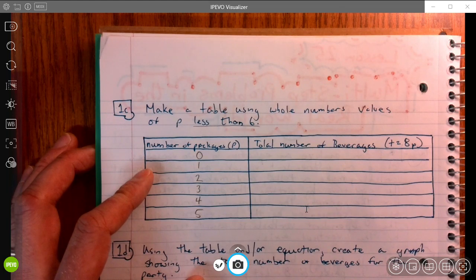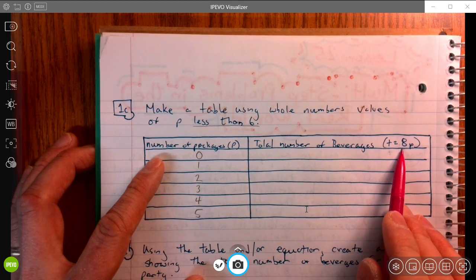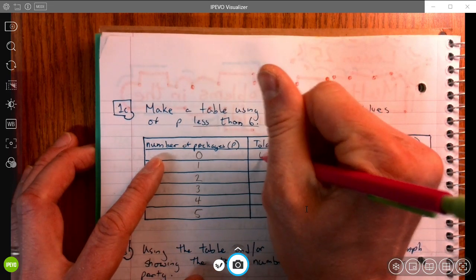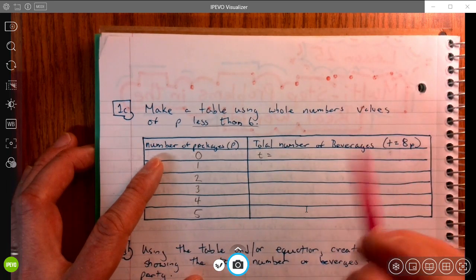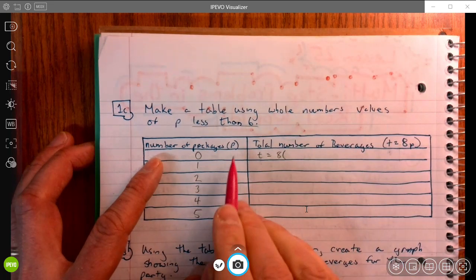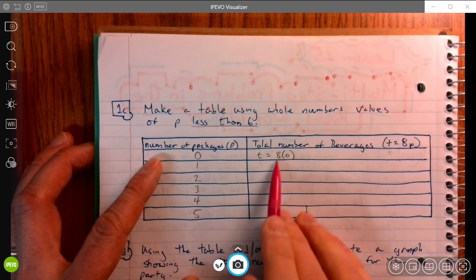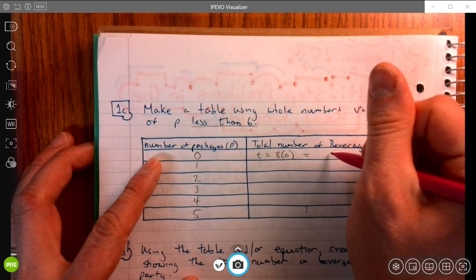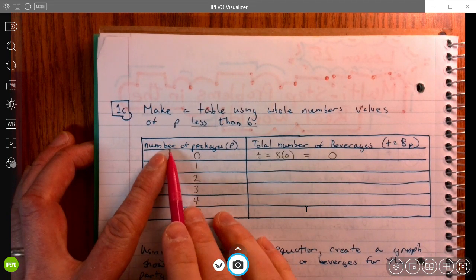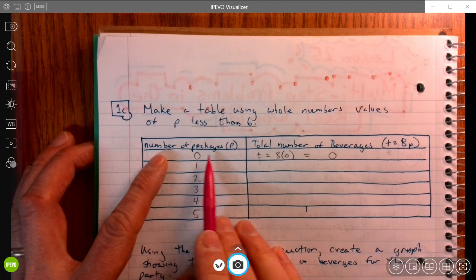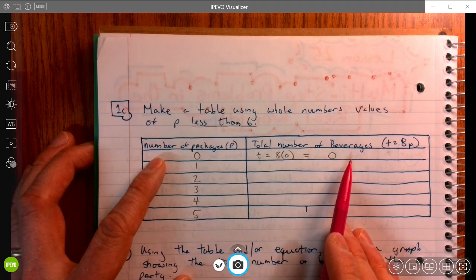Now what we're going to do is take these values and plug them into our equation. So for the first one here, if T is equal to 8 times P, well, I know that P in this case is equal to 0. 8 times 0 is 0. So let's see if this makes sense. If Zin buys 0 packages, what's the total number of beverages he has? 0. That makes sense, right?